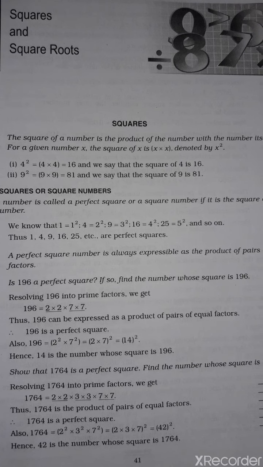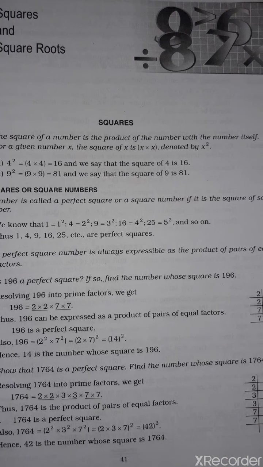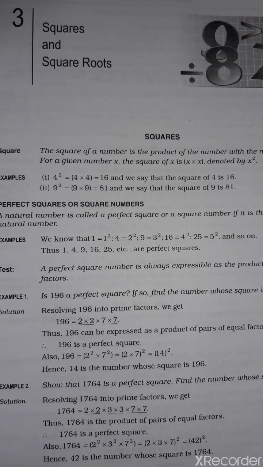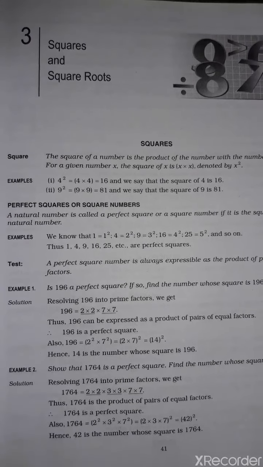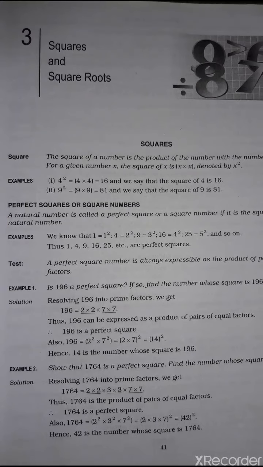The square of a number is the product of the number with the number itself. It means that a number when multiplied by itself gives the square of the number. For example, 4 when multiplied by 4 gives 16, which is a square number, and so 16 is the square of 4. In the same way, 9 when multiplied by 9 gives 81 as its product. Thus 81 is the square of 9.